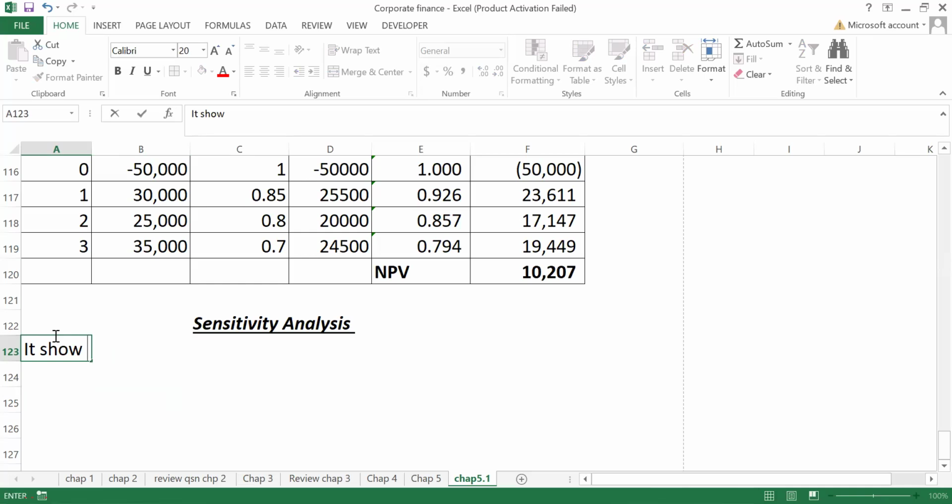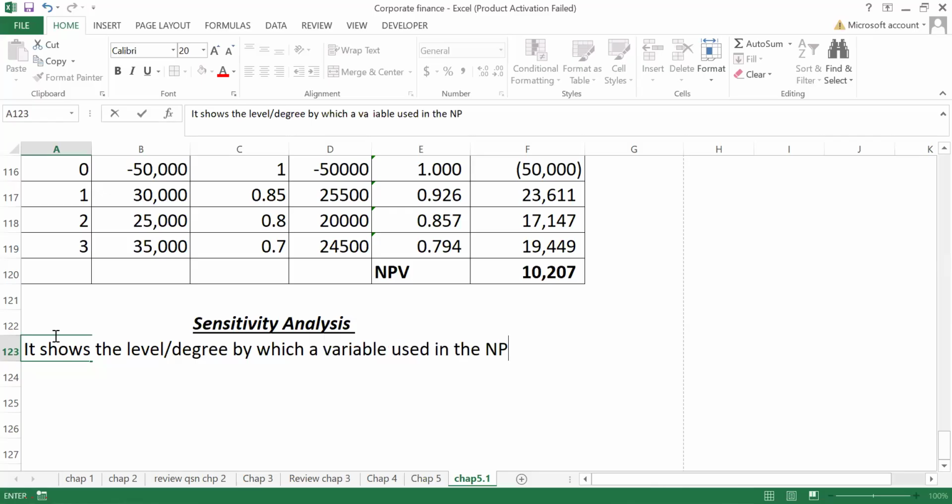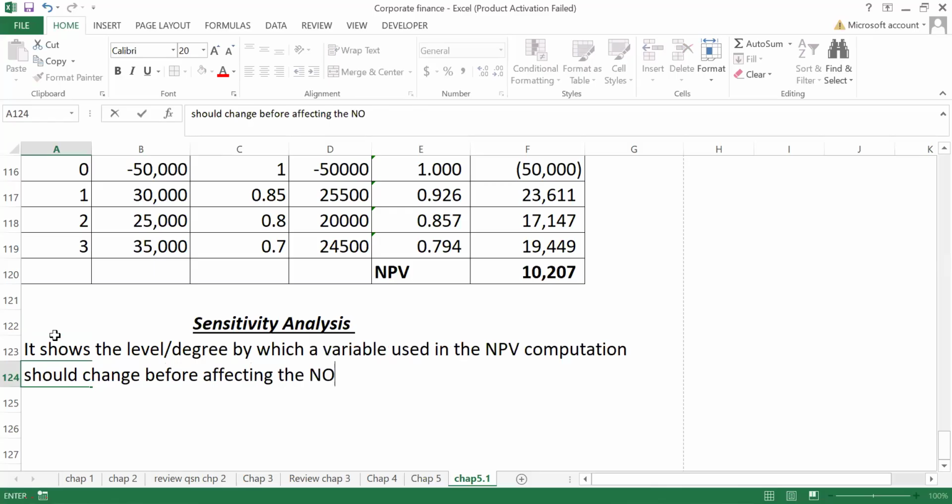Sensitivity analysis shows the level or degree by which a variable used in the NPV computation should change before affecting the NPV.